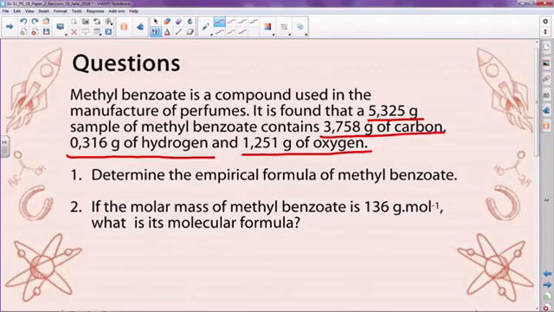Okay, so that's going to require some working out because there are two questions there. I want you to determine the empirical formula, and then I want you to determine the molecular formula, or the actual formula of methyl benzoate. That's going to require 3 minutes, so I'm going to give you 3 minutes, and they're going to start now.